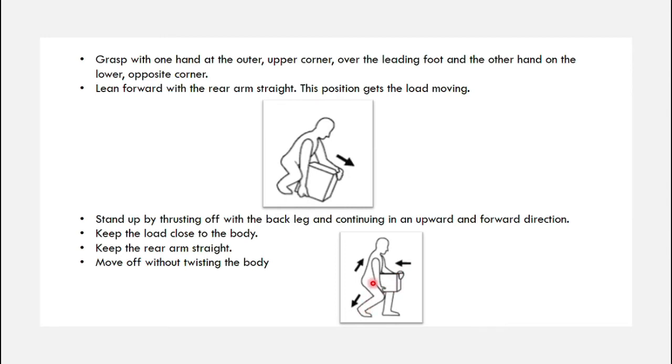And continue in an upward and forward direction. Keep the load close to the body. Ito. Dapat nakadikit doon sa body mo para may balance. Keep the rear arm straight. Yan. Dapat straight. Move up without twisting the body.